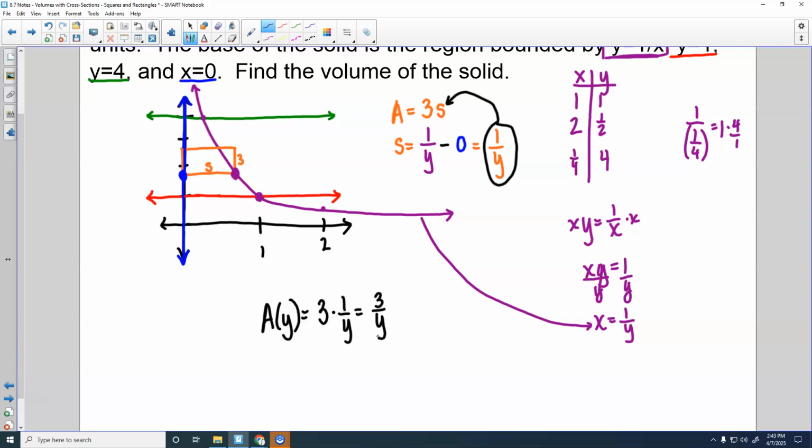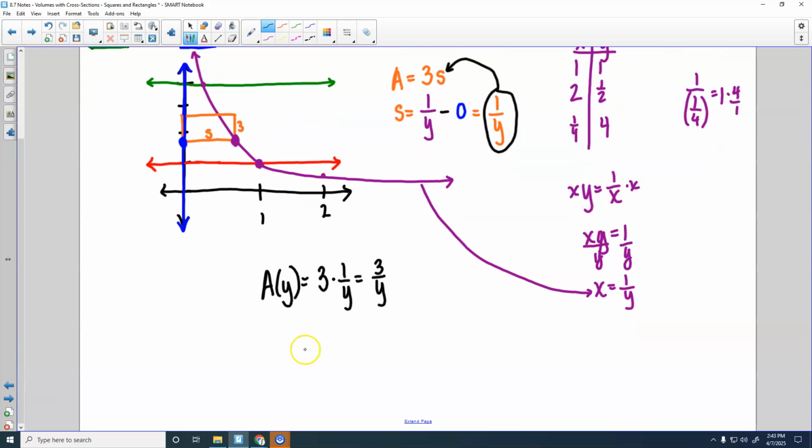So that formula gives me the area of a rectangle. That is what I need to integrate in order to find this volume. So what do my limits of this integral need to be? Okay, 1 and 4. Not 0 and 1. Because this is a dy here, we have to look at the y-axis. And the lowest point is 1, the highest point is 4.